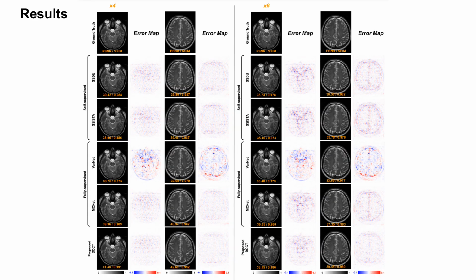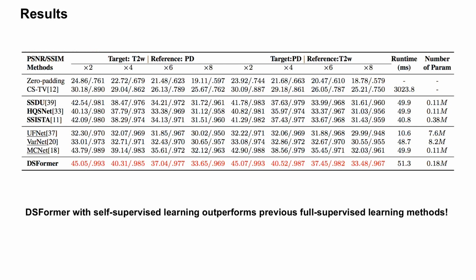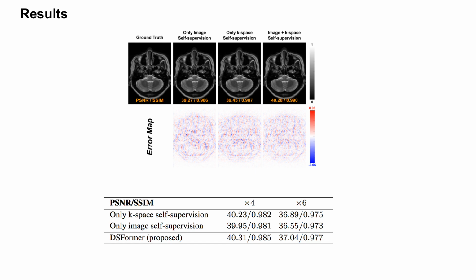A visual comparison of our method and previous methods is shown here. As we can see, our method on the last row not only outperforms previous self-supervised learning methods, but also previous supervised methods, generating reconstruction with the least residual error as compared to the ground truth. Our quantitative results also show that our method can generate superior reconstruction quality under different acceleration and protocol settings. An ablation study also shows that using dual-domain self-supervised learning is better than using k-space only or image domain only self-supervised learning strategies.